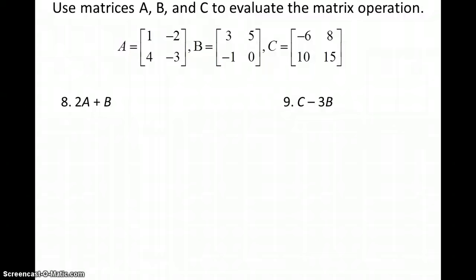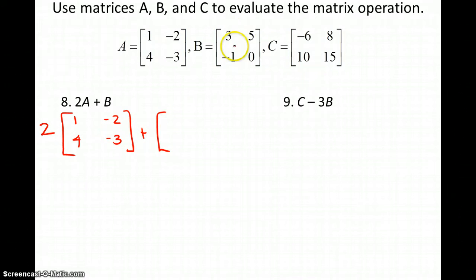Directions. Use matrices A, B, and C to evaluate the matrix operation. As you would if you were substituting in for any other variable, you'll substitute in now, instead of just a number, you'll be substituting in an entire matrix. So instead of A, I will write in 1, negative 2, 4, and negative 3. Plus, instead of B, I will write 3, 5, negative 1, and 0.